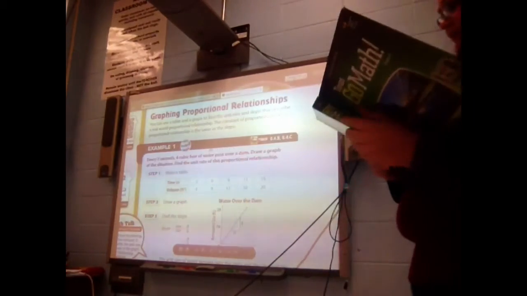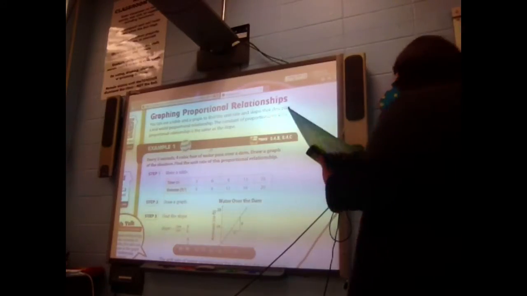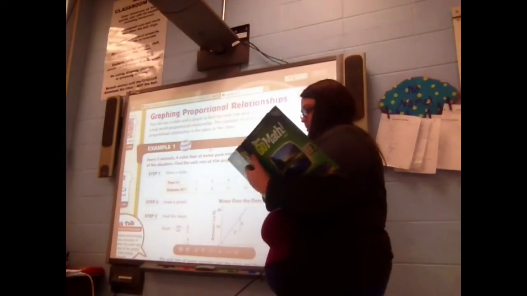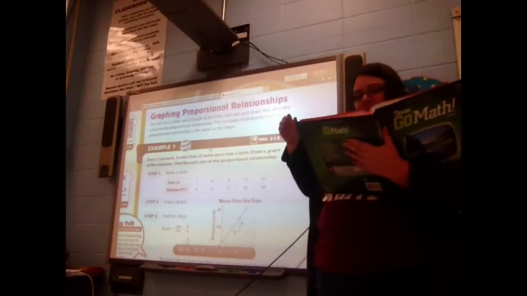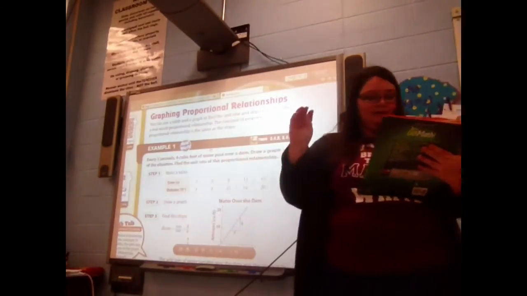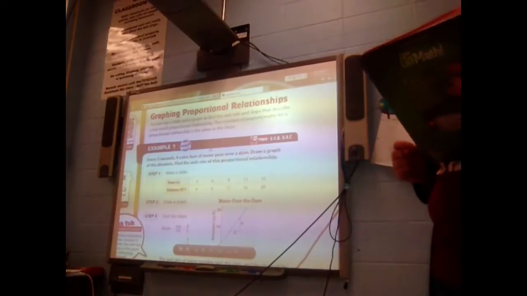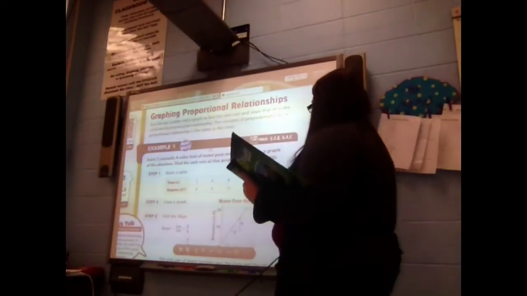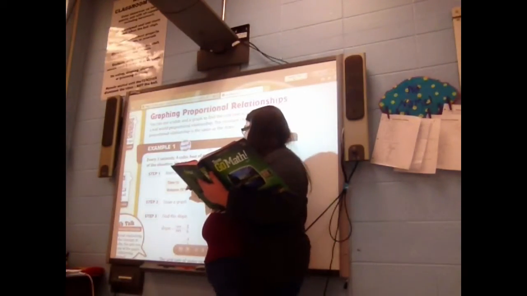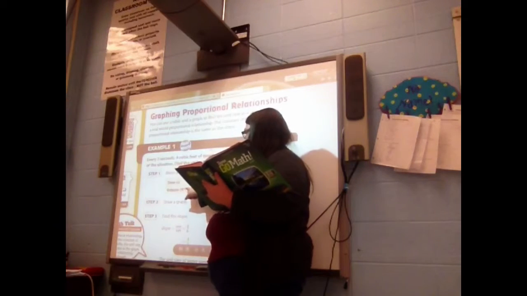So first they made a table. So 3 seconds would be 4 cubic feet. 6 seconds, 8, 12, 16, 20. They went by 3 because that's what it was doing every 3 seconds. So then we plot the points. Remember that our time is x and our volume is going to be y.